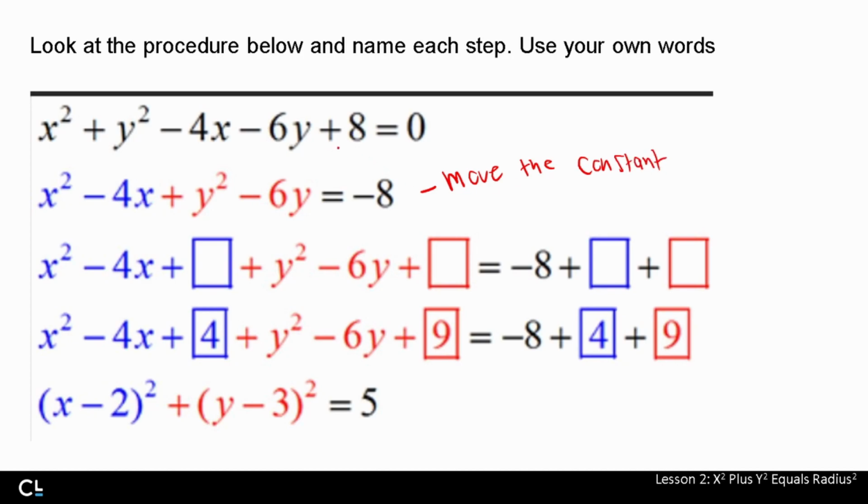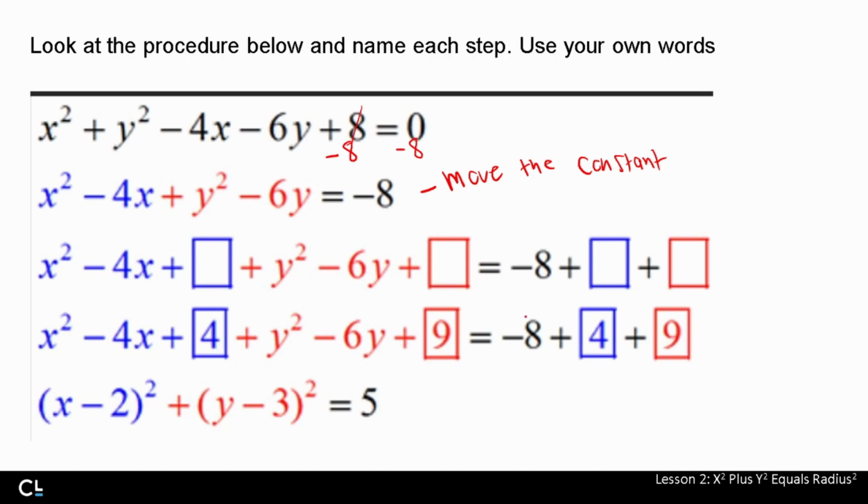And how did they do that? Well, they subtracted 8 from both sides, right? They canceled here, and it gave me negative 8 on the right side of the equation. Next up, they created these little spaces here, which you could just do all in one step in future. And what they had to do was find the numbers to put in these boxes. The way they did that was they took this number here, which we're going to call b, and you divide it by 2 and then square it.